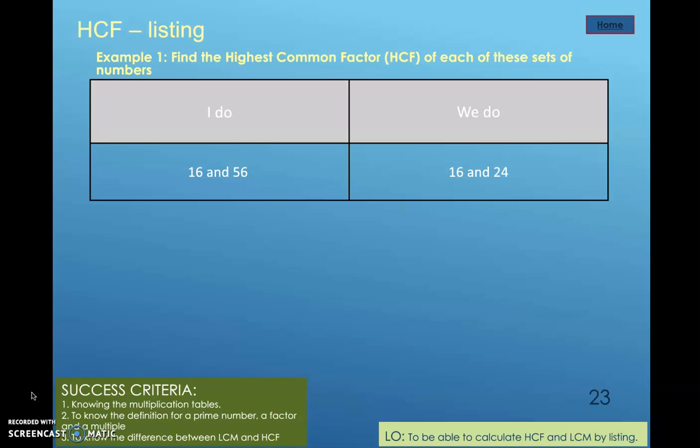So on the we do, can you copy this down please? Find the highest common factor for each set of numbers. So first we list the factors this time for both numbers.